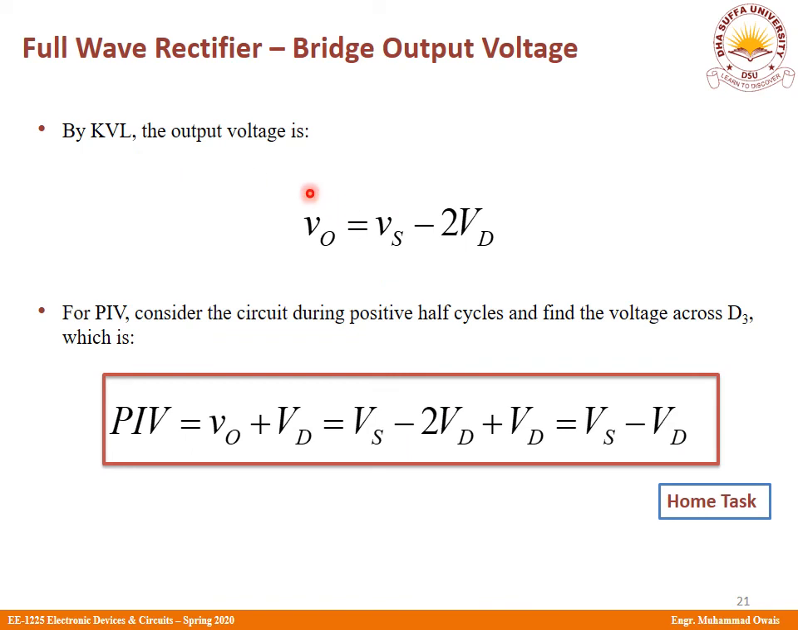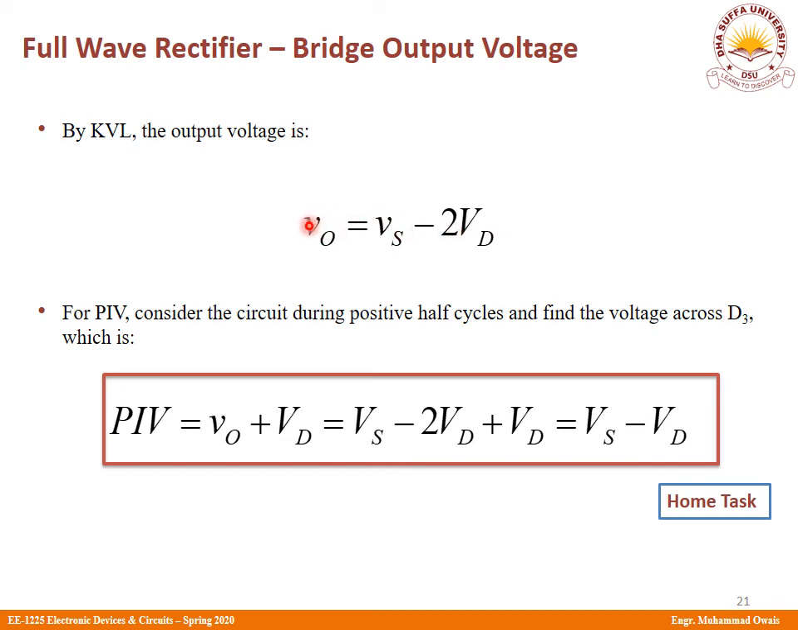So as discussed previously, this output voltage is Vs minus 2Vd. And why is this drop of 2Vd? It's very obvious, we discussed previously. We encountered two diodes while applying the KVL. So this is given by Vo is Vs minus 2Vd.